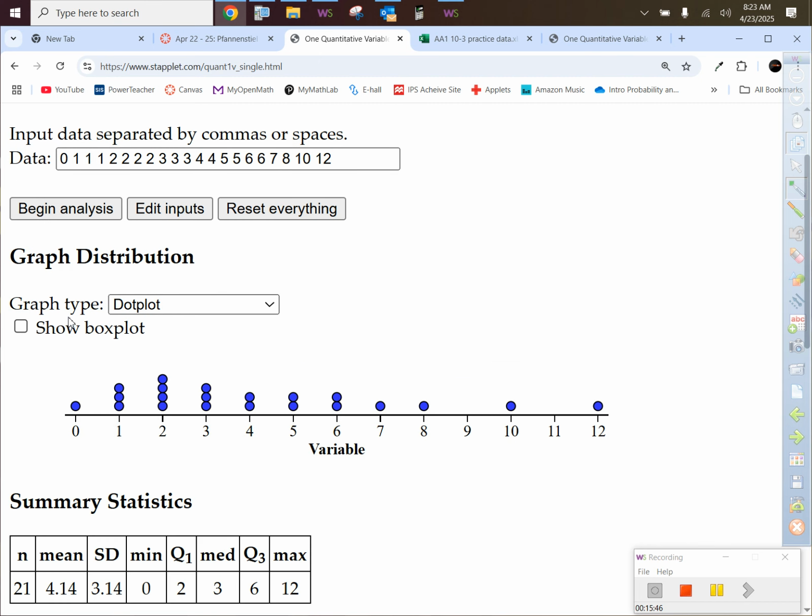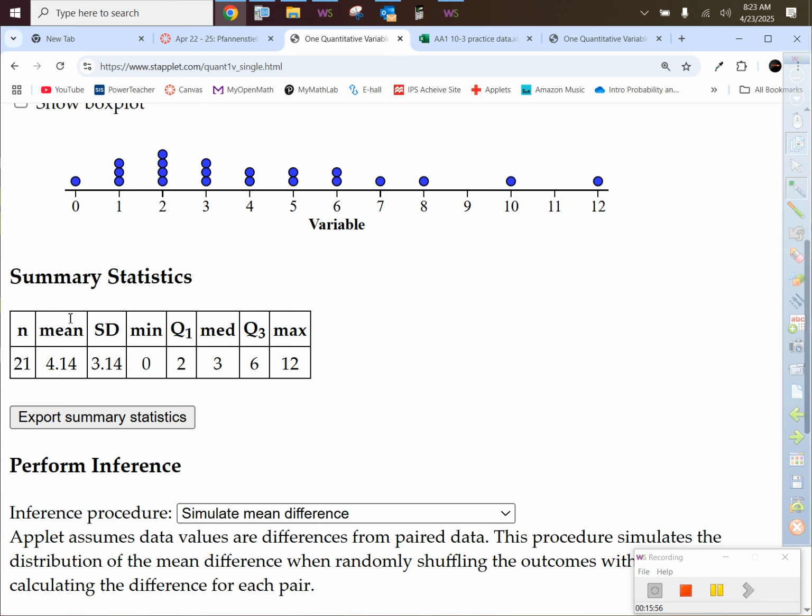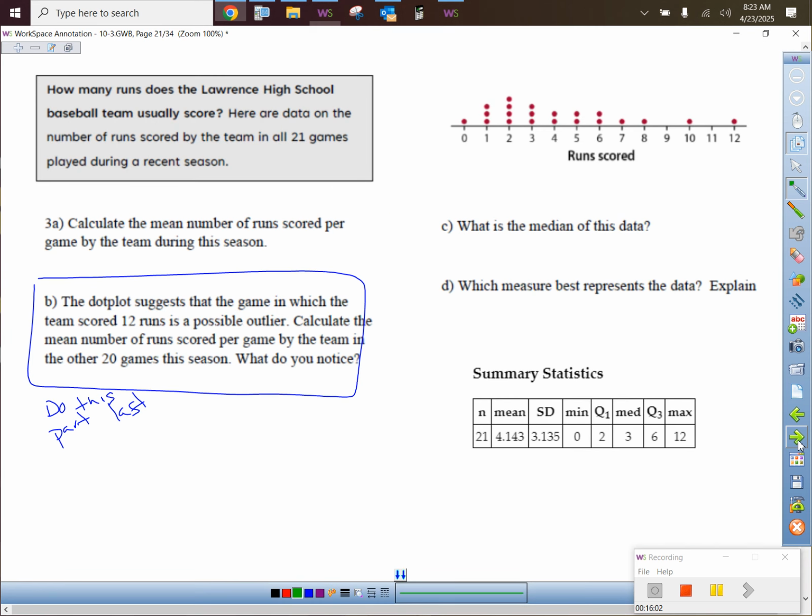Hopefully your dot plot looks the same as the dot plot that was on paper, or at least on your computer screen. Mean of what? 4.14, and a median of 3. Oh, it's right there: 4.143. And the median of 3. And you tell your neighbor which measure best represents the data.